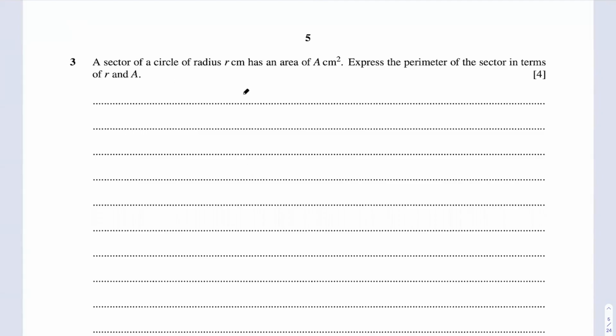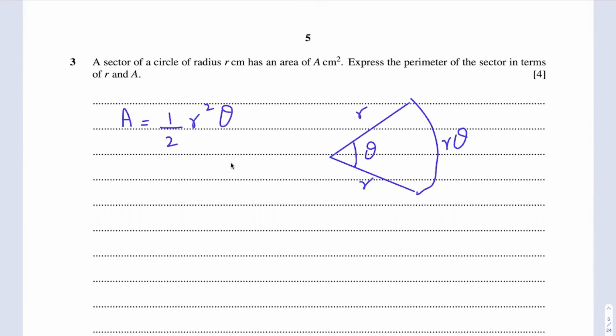Question 3. A sector of a circle of radius r has an area of A. Express the perimeter in terms of r and A. So we know that a sector basically has an angle, let's say theta, and the radius is r. So the perimeter of the sector consists of two radii and the arc length, which is s equals r theta. The area A is given by half r squared theta.